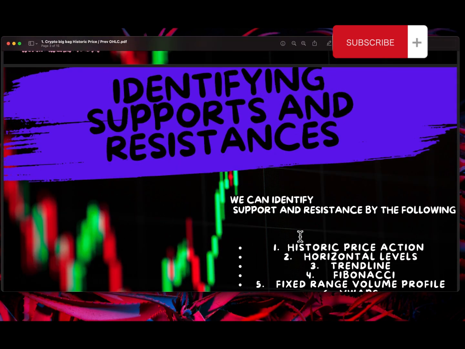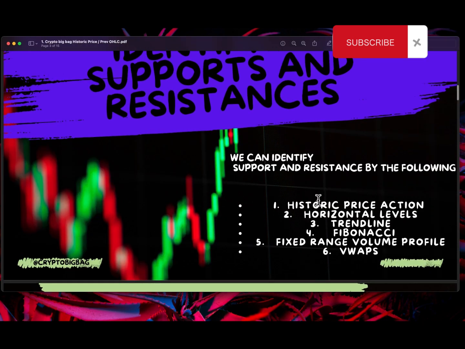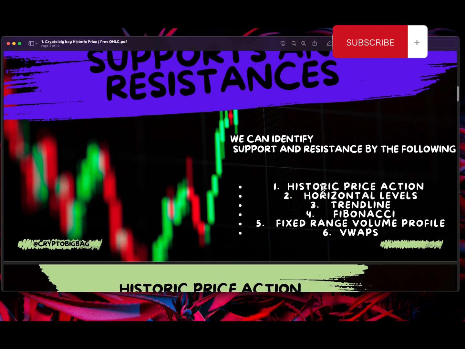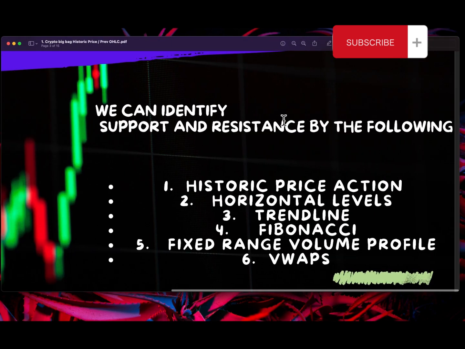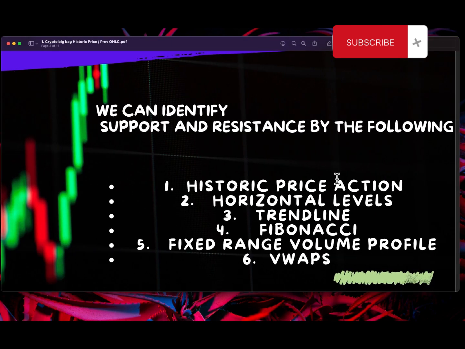How to identify support and resistance. Identifying support and resistance, right? We can identify support and resistance by the following. One, historic price action, horizontal levels, trend line, Fibonacci, fixed range volume profile, and VWAPs. These are tools that we can use to identify support and resistance.